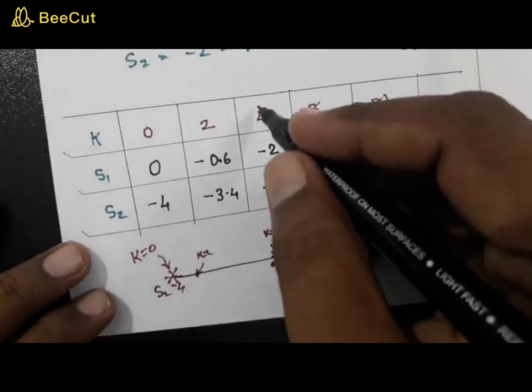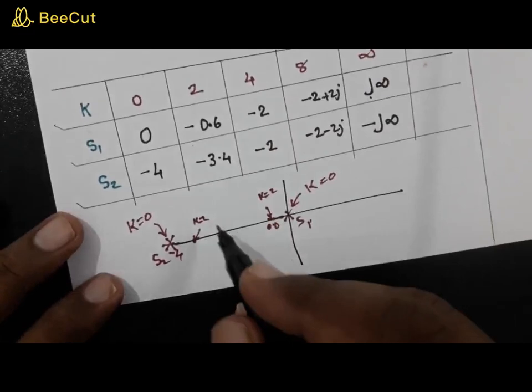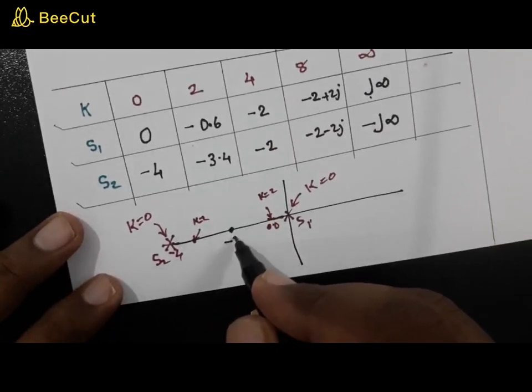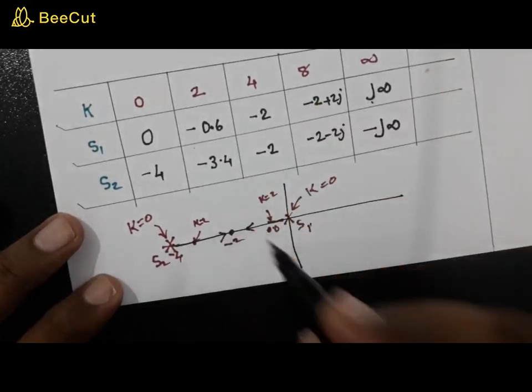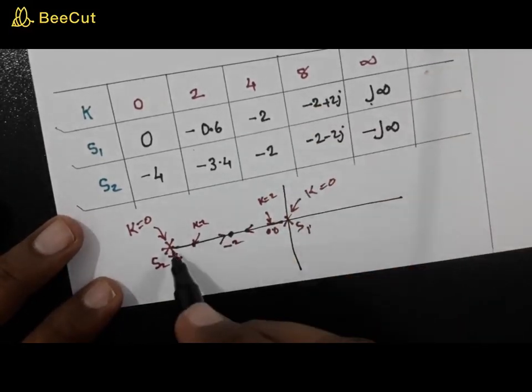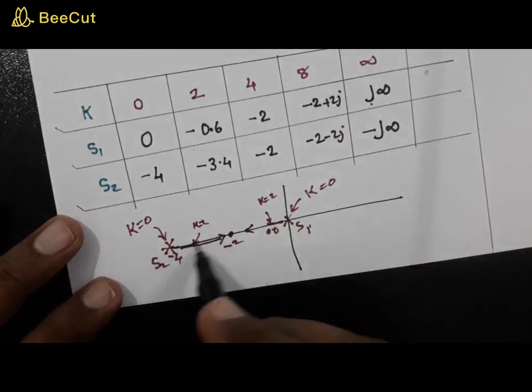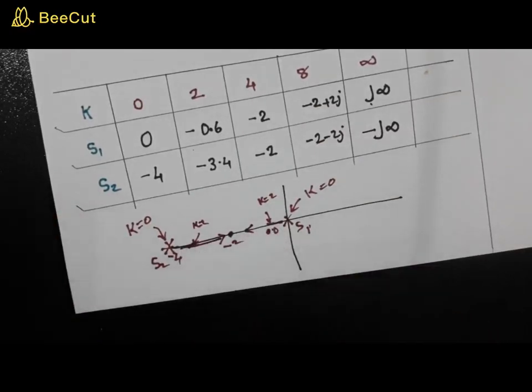At a particular k, that is k is equal to 4, we have seen that both the roots meet together at a point at minus 2, both having the same value. So these two roots move, and the path that these roots trace is what is called a root locus.